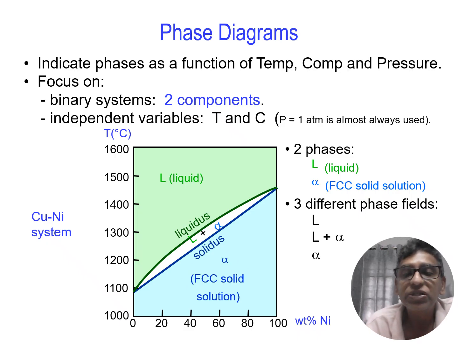So we have the liquidus as well as the solidus line. In between we have liquid plus solid. So if you heat the copper and nickel alloy above that particular liquidus line, then naturally it becomes a liquid state. Similarly, if you cool down below the solidus line, it becomes a solid solution. Two phases we have: liquid as well as alpha FCC solid solution. The three different phase fields are liquid, liquid plus alpha, then pure alpha.